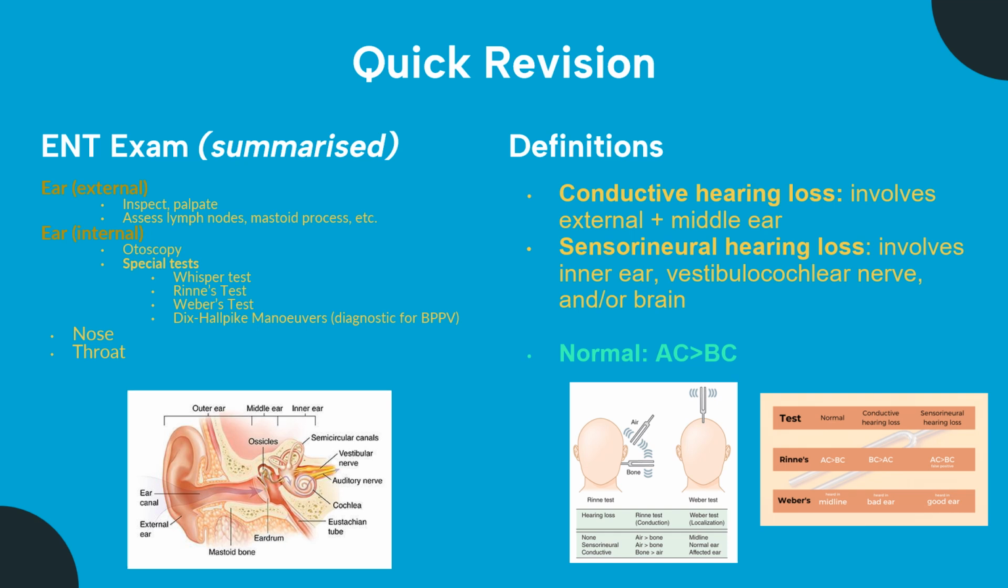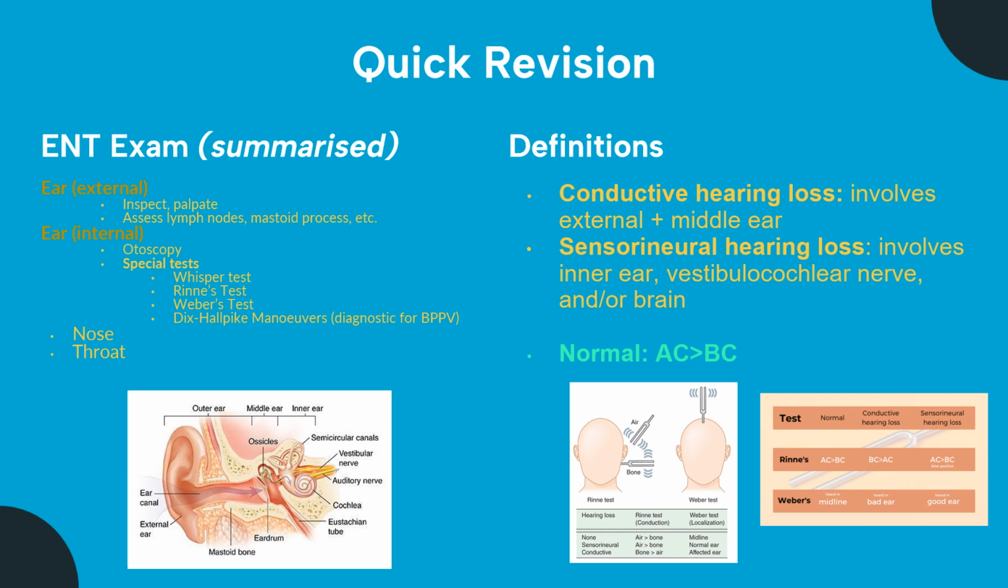On the bottom left here, you can see your basic ear anatomy, which will be some good revision if you're unaware of it. In terms of your definitions, conductive hearing loss involves, if you look on the bottom left, your outer and your middle ear. And that shows signs on your Rinne and Webers that we'll have a discussion about later, as well as on audiology. Sensorineural hearing loss also shows on Webers and audiology, and it involves your inner ear, vestibulocochlear nerve, and your brain, potentially.